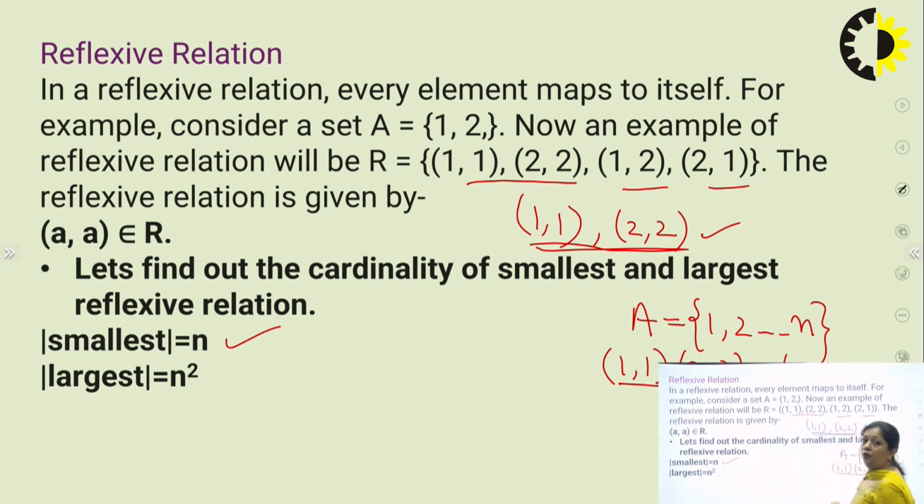And if I talk about the cardinality of the largest reflexive relation, obviously if I take A cross A, it will contain all the diagonal elements as well as all other possible elements. The cardinality of this A cross A is n square. So I can say that my largest reflexive relation will contain n square elements. So this is the cardinality of the largest reflexive relation.